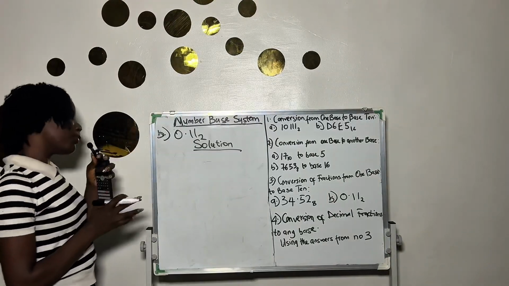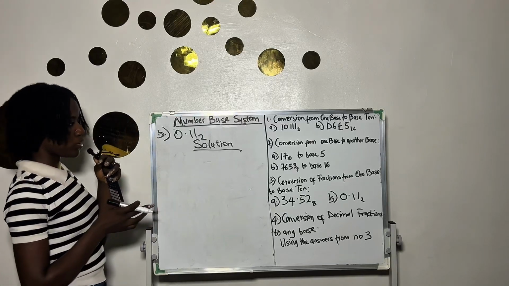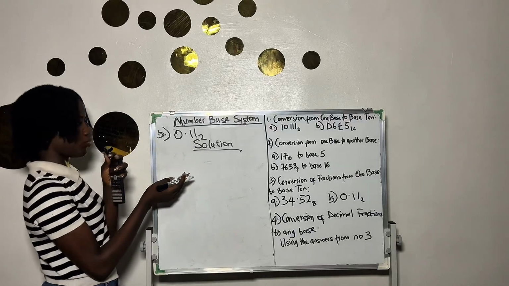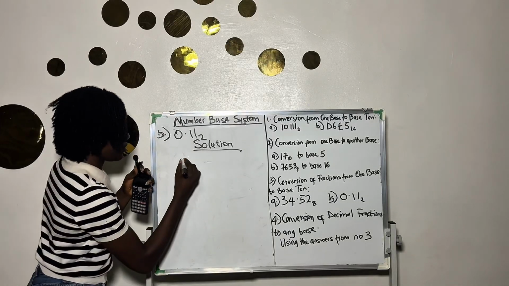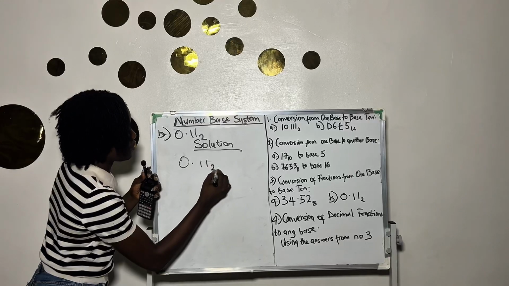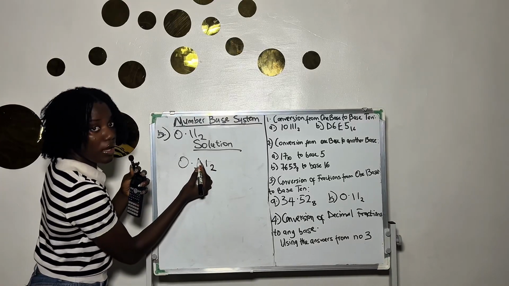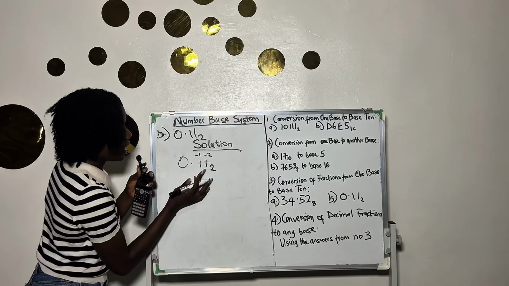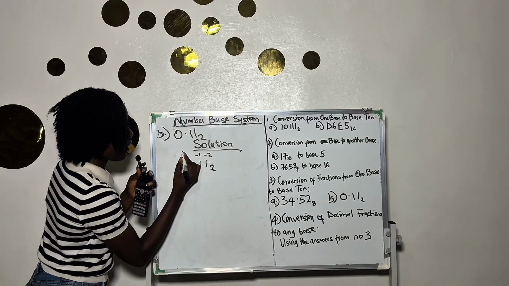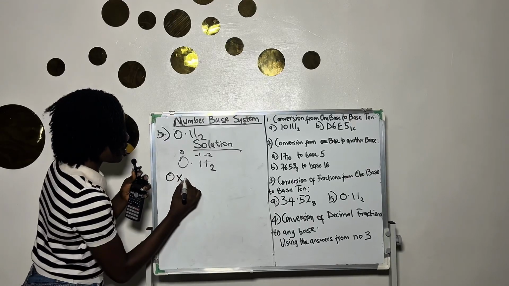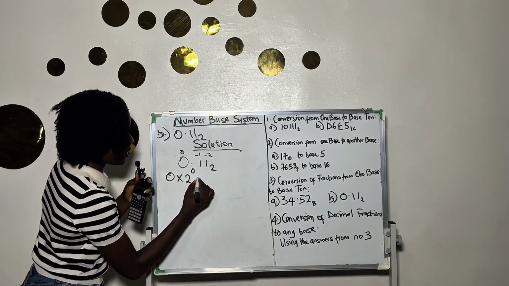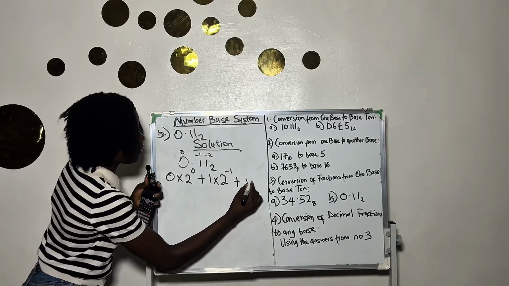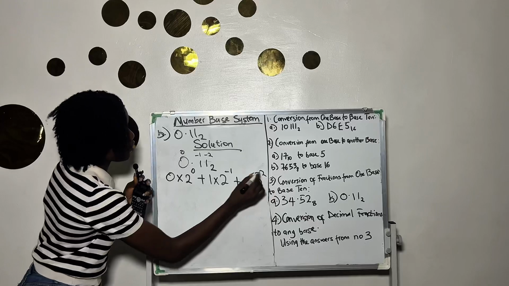The next example for converting fractions from one base to base 10, we have 0.11 base 2. We're trying to convert it to base 10. So 0.11 base 2. So before the decimal point, we have 0, and after the decimal point, we have minus 1, minus 2. So 0 times 2 raised to power 0, decimal point, plus 1 times 2 raised to power minus 1 plus 1 times 2 raised to power minus 2.